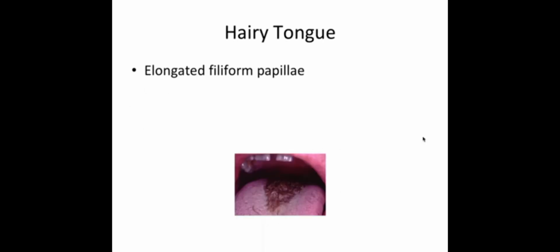Next, we have hairy tongue, and all you need to know about this is that they're elongated filiform papillae. So we know we have different kinds of papillae. This is referring to elongation of the filiform type.